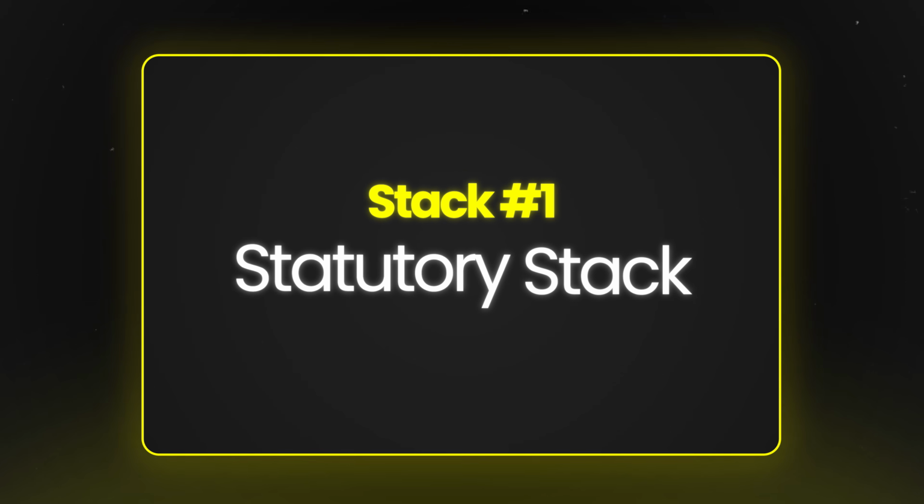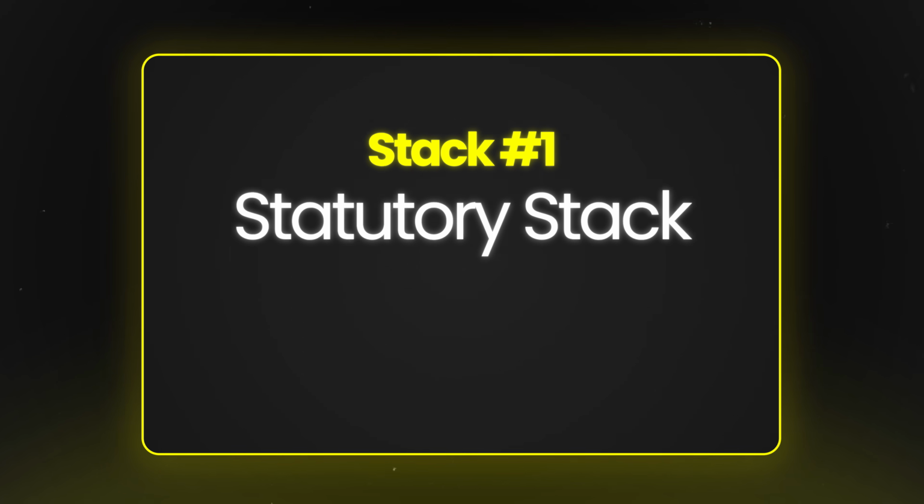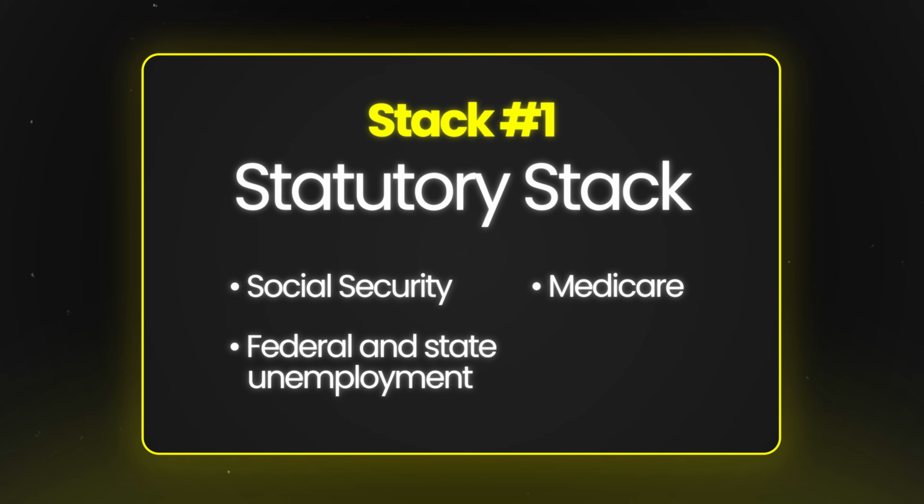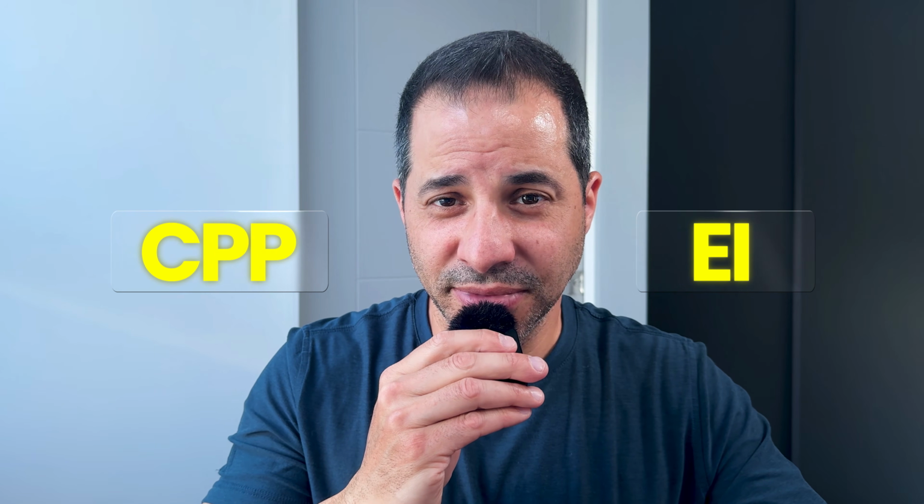The first one is the statutory stack. It's the amount that the government makes you pay for various things: Social Security, Medicare, federal and state unemployment, and workers' comp. In Canada, it's CPP and EI, but basically the same thing. That stack is a percentage of the wage and it's not optional.